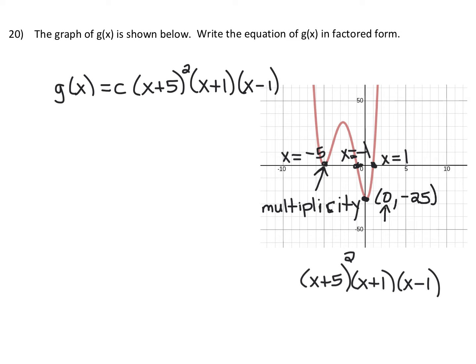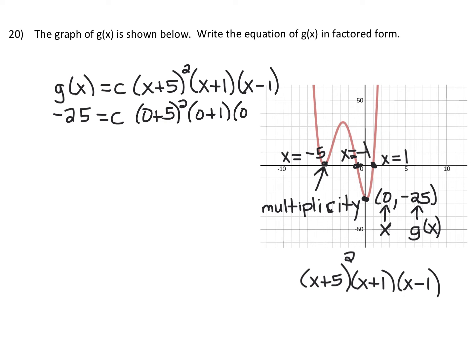So this is our x coordinate, and the -25 is the y coordinate, which in this problem we're using g of x. So we're going to replace the g of x with -25. I'm going to bring down my c because that's what we're solving for. And I'm going to replace all 3 of these x's with a 0. All right, and let's solve.